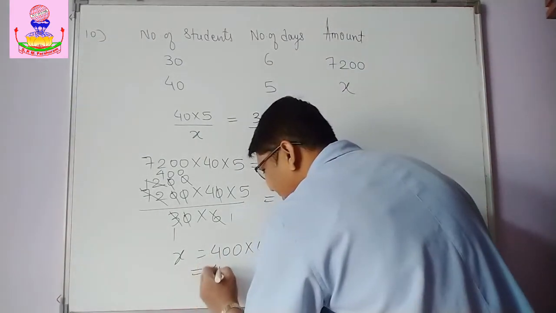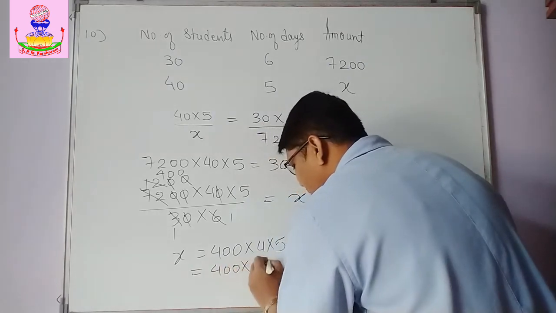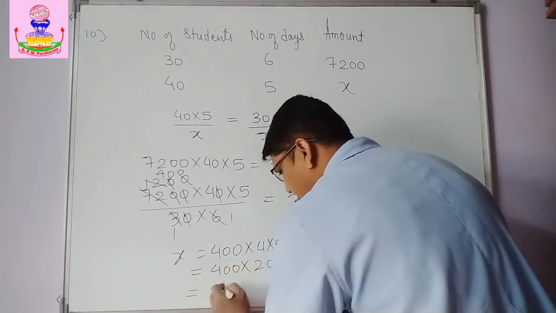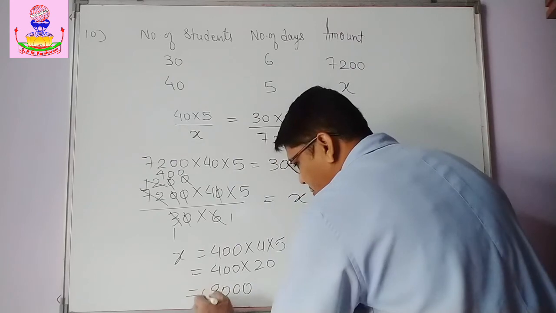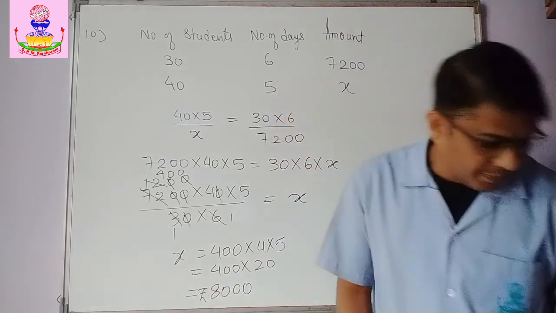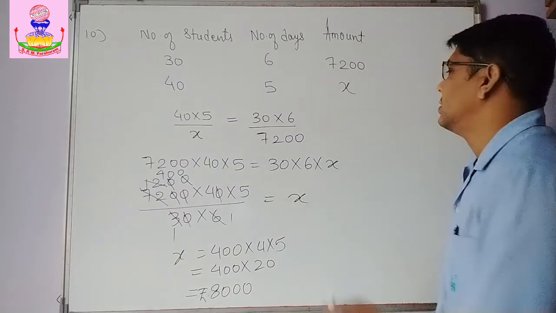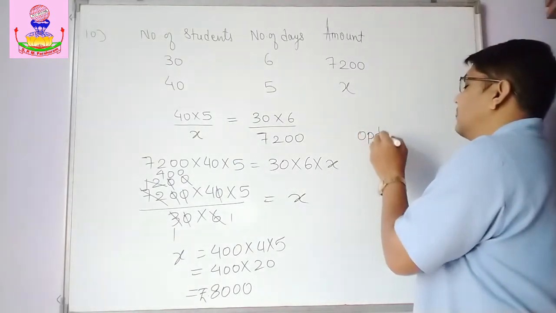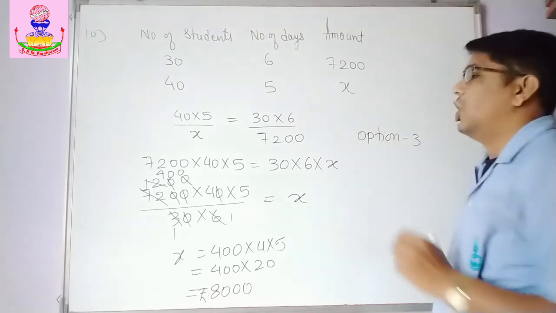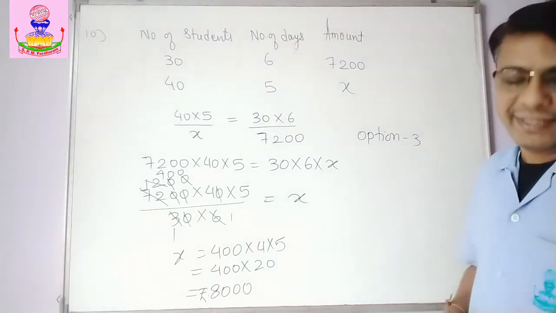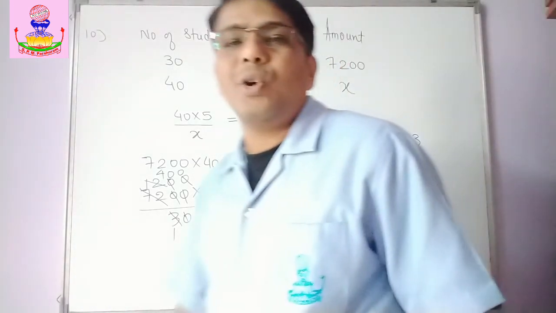Now 4 5s are 20. Okay, so 400 into 20. Now 4 2s are 8 and 3 zeros. So rupees 8,000. That is the answer. So option number 3rd. Option 3rd is the right answer.